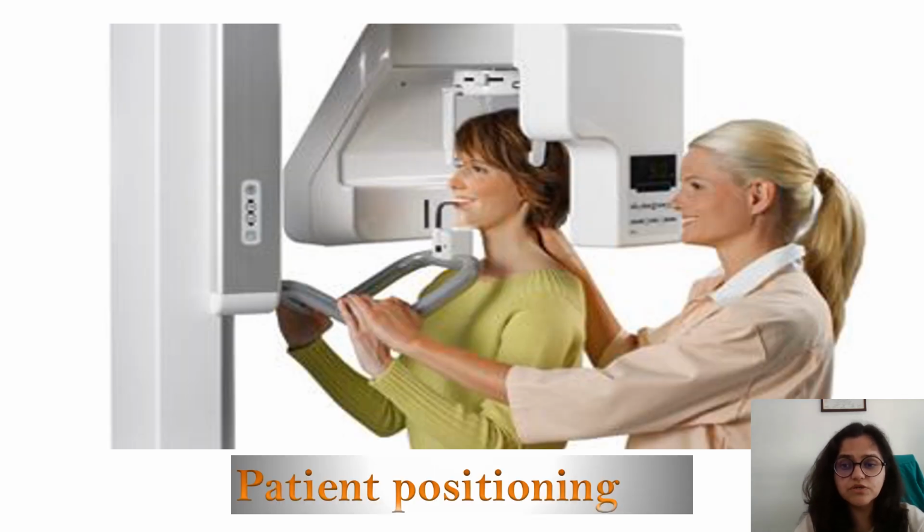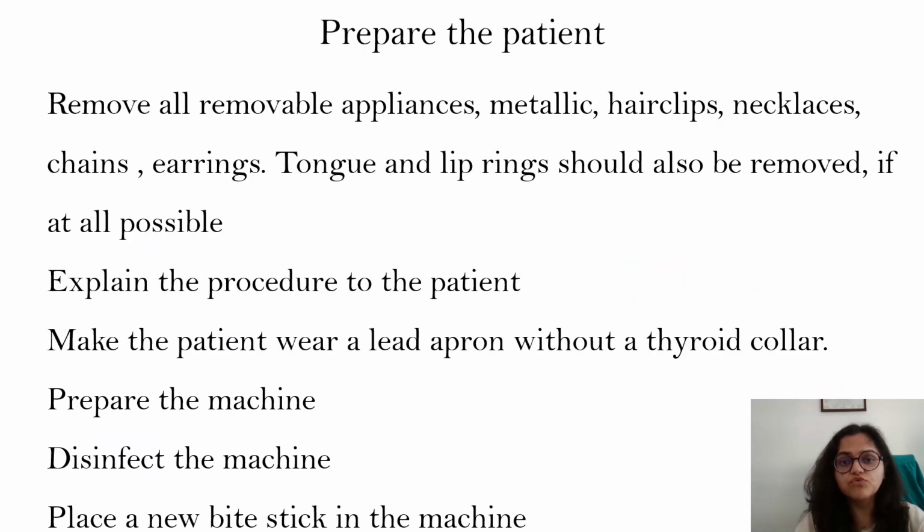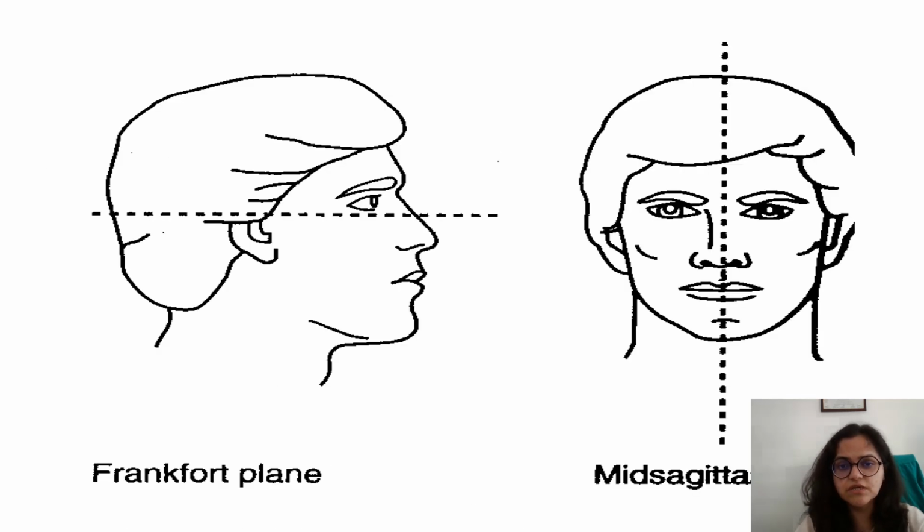This is the picture showing the patient positioning. We have to prepare the patient: remove all removable appliances, metallic hair clips, necklaces, chains, earrings, and tongue and lip rings if at all possible. Explain the procedure to the patient, make the patient wear a lead apron without a thyroid collar, prepare the machine, disinfect the machine, and place a new bite stick in the machine.